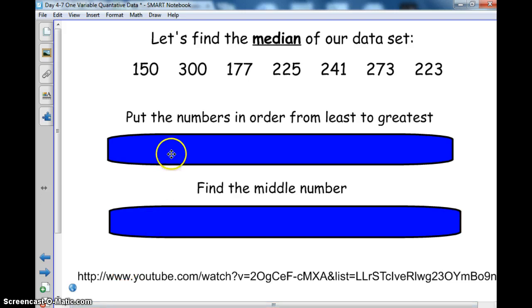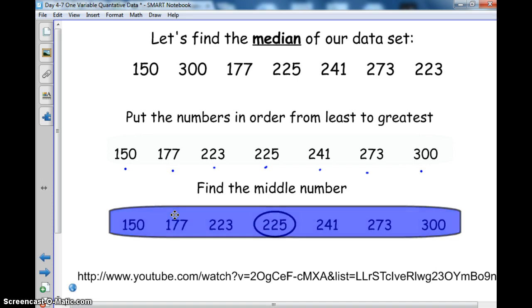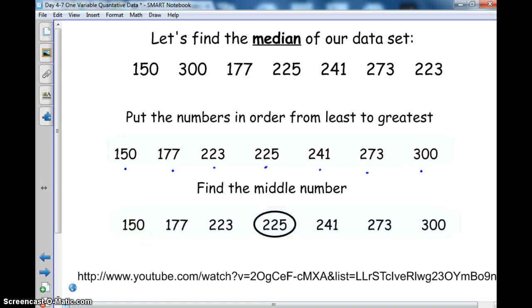So the first thing we've got to do here is put the numbers in order from least to greatest: 150, 177, 223, 225, 241, 273, and 300. So now we've got to find the middle number. We do this by counting to find the middle. Here our median is 225.